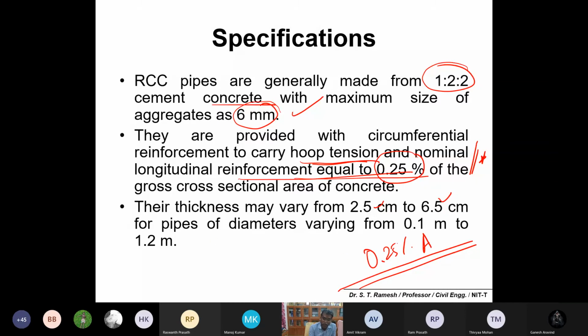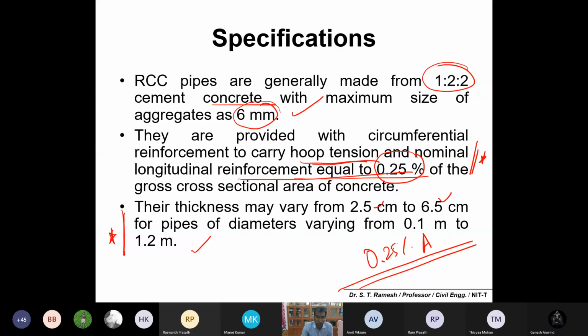For pipes, diameter varying from 0.1 meter to 1.2 meter. So these are some of the dimensions or specifications you have to remember. Number one, the mix is 1:2:2 with 6 mm aggregates, and you have to provide circumferential reinforcement to take care of your hoop tension, and longitudinal reinforcement, which is equal to 0.2% of the cross-sectional area of the concrete. Please remember the thickness may vary from 2.5 centimeter to 6.5 centimeter, for diameters varying from 0.1 meter to 1.2 meters.